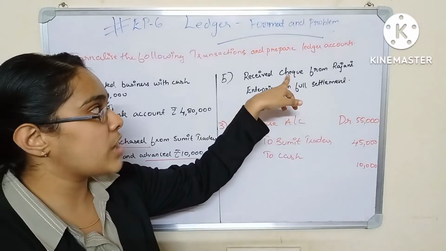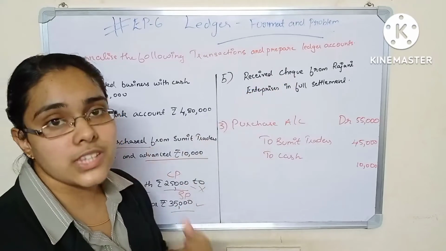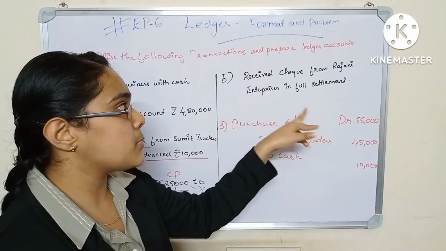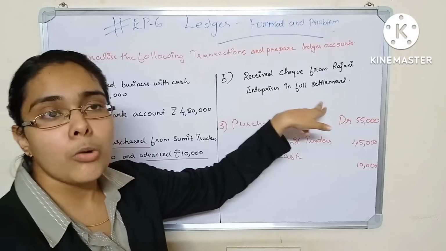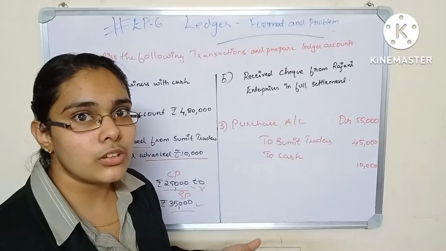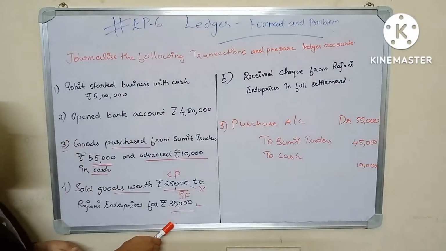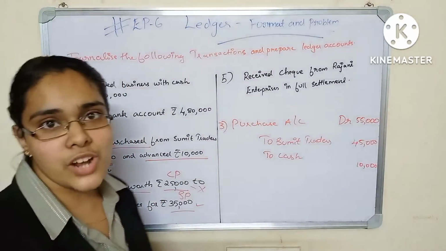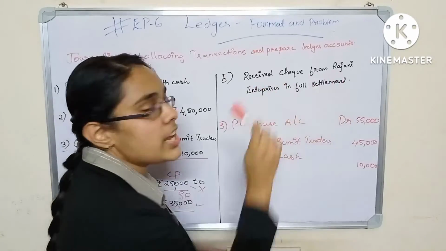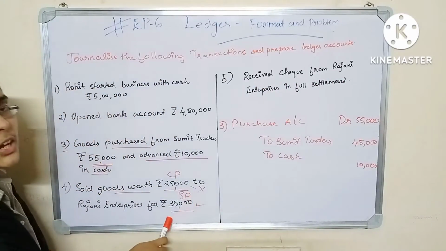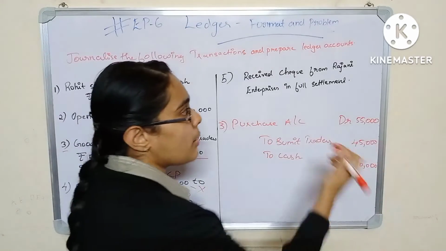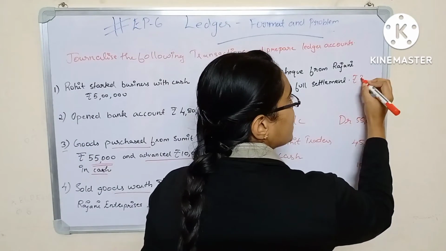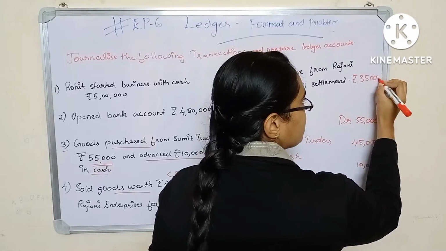They have issued a cheque. You have received a cheque from Rajani Enterprise in full settlement. Here the amount is not mentioned. What will be the amount? 35,000. Because you have only made one transaction with this Rajani Enterprise, which is 35,000. So you can look at the previous transaction and you can assume the amount to be rupees 35,000.